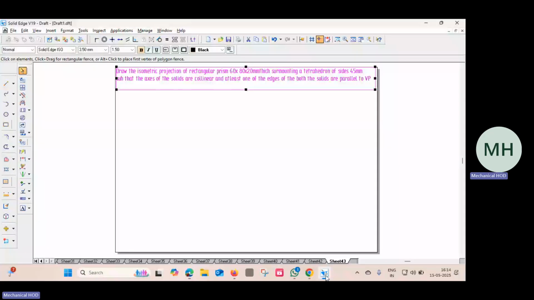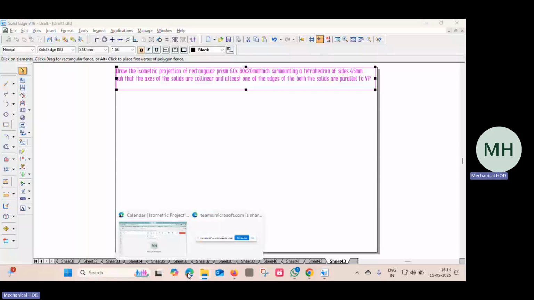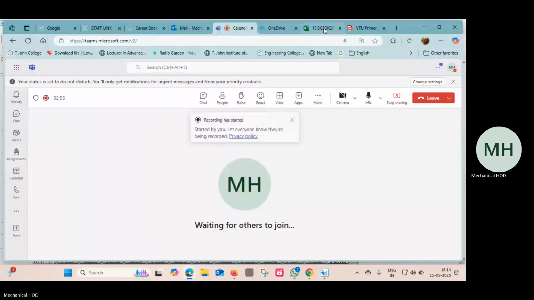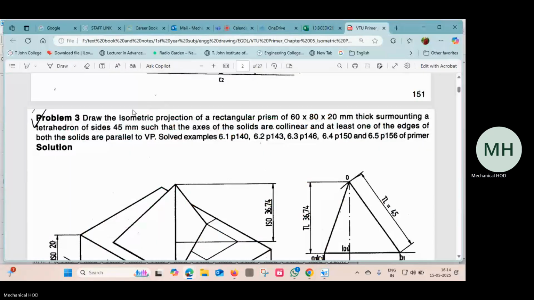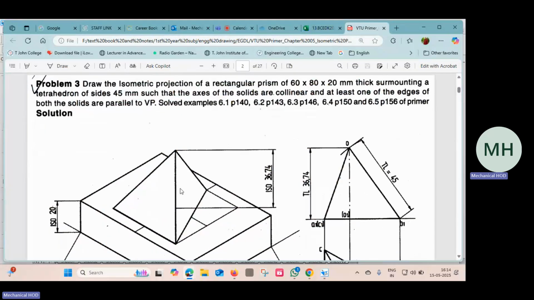Good morning, students. Today we will do this problem from the VTU primer, isometric projection. Isometric projection of a tetrahedron resting on a rectangular slab of 16 by 18 by 20 mm. What is meant by tetrahedron? That you have to understand.